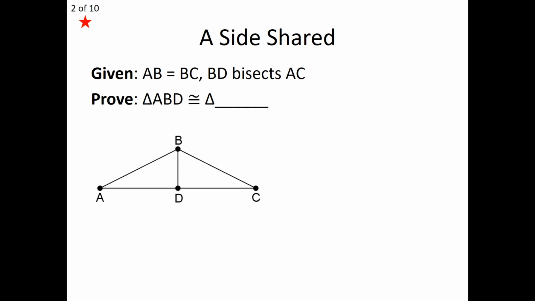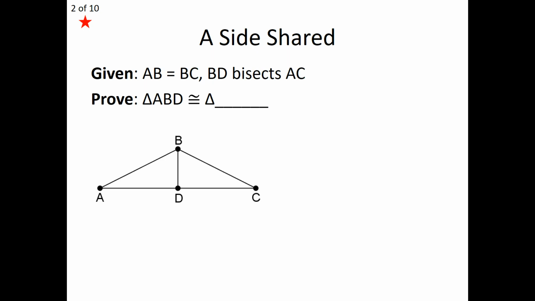a side, we like shared sides because with shared sides, we can grab equal things from that pair of shared sides, because everything is equal to itself. So be on the lookout for shared things. We're going to see a shared angle later on in the slides, but right now we have a shared side. What we can do with that shared side is use the equality from that to help feed congruence.